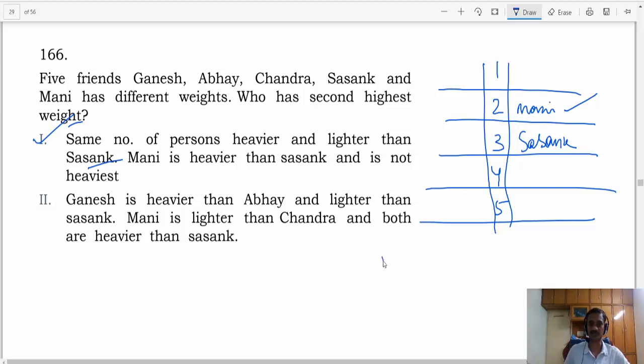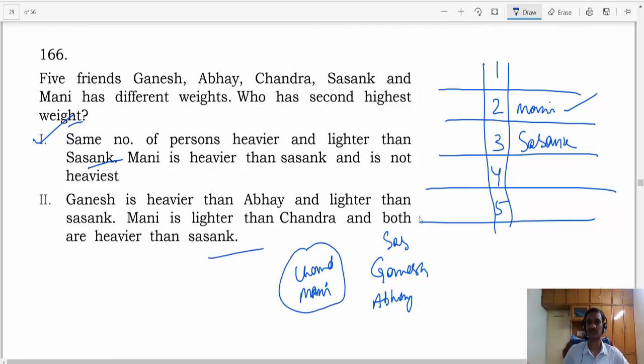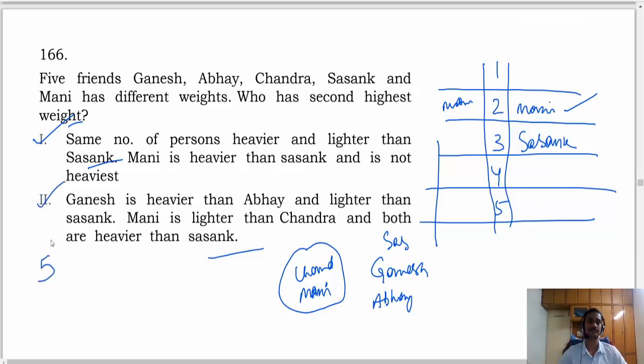Ganesh is heavier than Abhay. Ganesh is heavier than whom? Abhay, and lighter than Shashank. Mani is lighter than Chandra, and both are heavier than Shashank. Both are above Shashank, so who must be here? Mani must be at this place. These three must come here, and Chandra and Mani. Mani is here. 1 alone sufficient, 2 alone sufficient. Each statement alone is sufficient. Choice 5 is the answer.